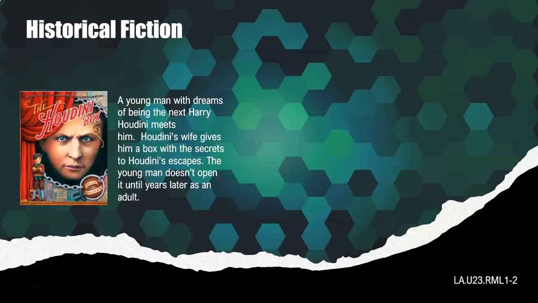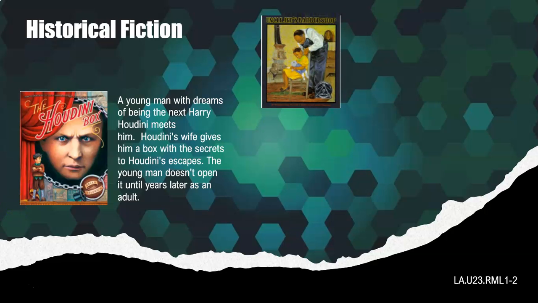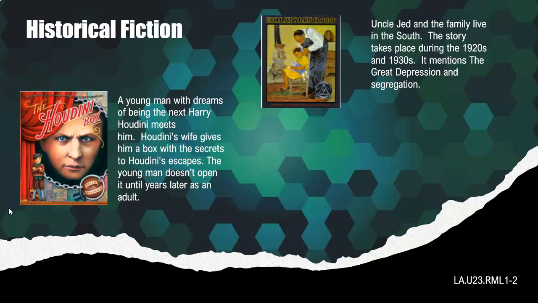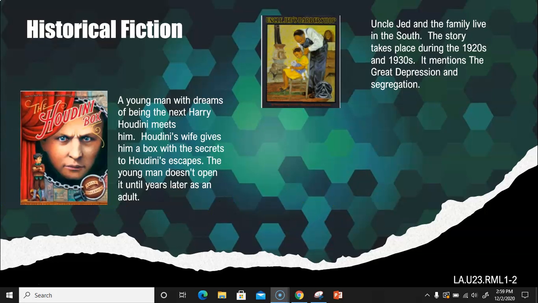We also recently read Uncle Jed's Barbershop. Hopefully this is jogging your memory. Remember, the narrator had an Uncle Jed, right, who saved up some money. Uncle Jed and the family live in the South. The story takes place during the 1920s and 1930s. It mentions the Great Depression and segregation, right? So those are key things to remember about Uncle Jed's Barbershop.